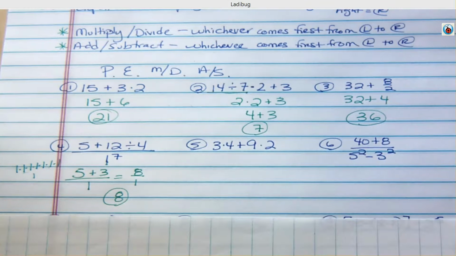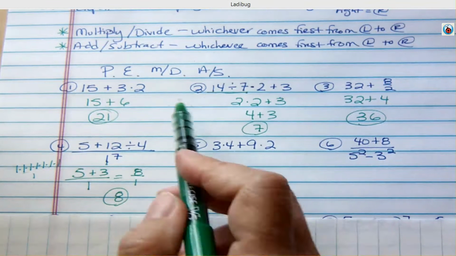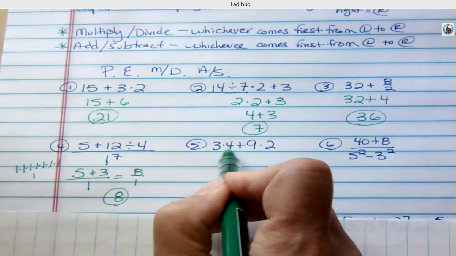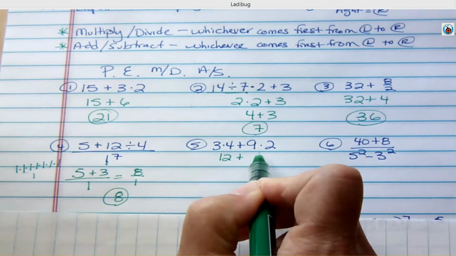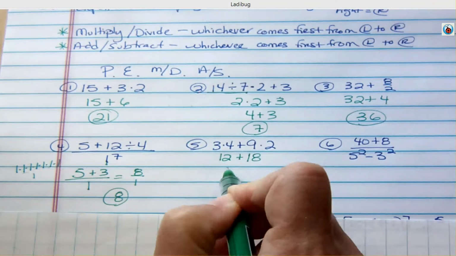Number 5, we have multiply, add, multiply. We're always going to do multiply before add. 3 times 4 is 12, 9 times 2 is 18, and 12 plus 18 is 30.